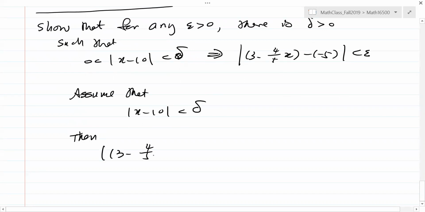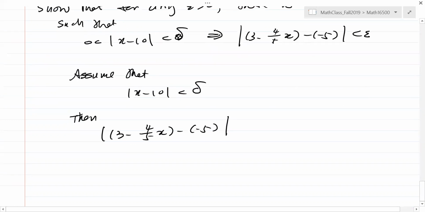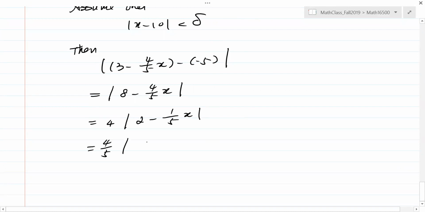I simplify this expression. I don't know whether this is less than epsilon, but I want to choose delta later so that this is going to be less than epsilon. That's a different way to think about it, right? So this is going to be 8 minus 4/5 x, still the same. I'm going to take x out, you can go step by step, you can take 4 out, that's 2 minus 1/5 x. Then you can also take a 5 out, and that's 10 minus x. But you can also express it as 4 over 5 times x minus 10, right?